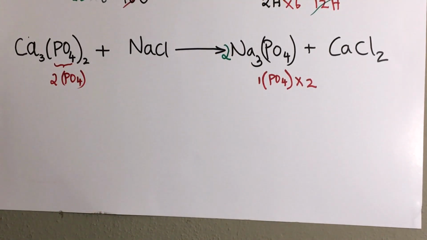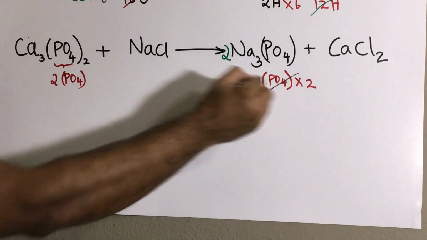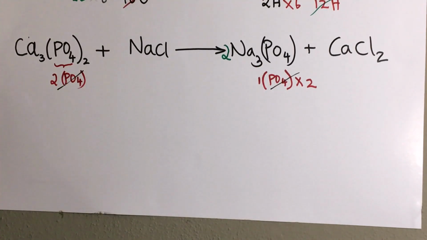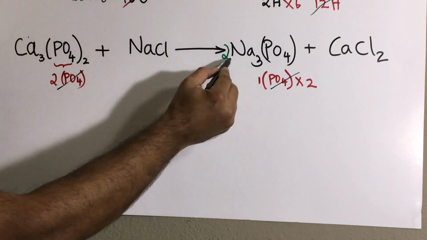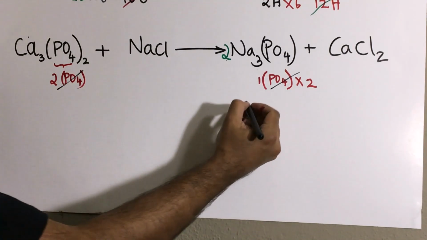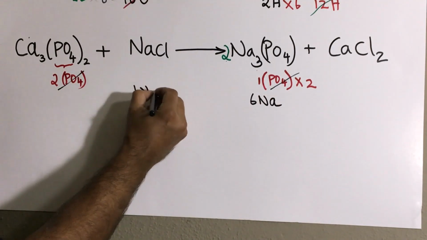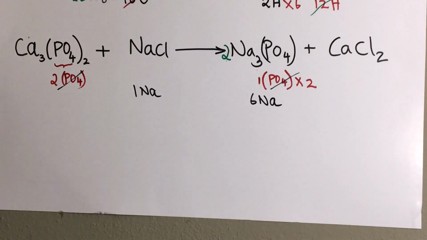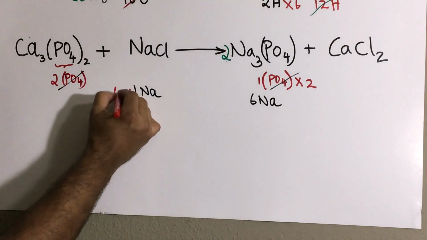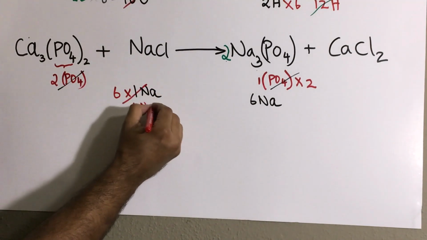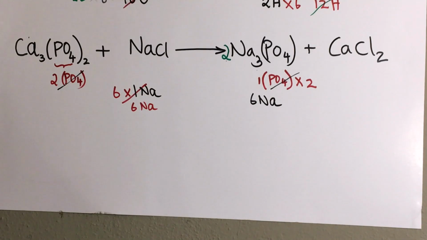As I said in the previous video, balancing an equation is a synchronized act. We have now accounted for the phosphate as 2, but in the process we have changed the sodium. How many sodiums do we have? We have 2 times 3, which is 6 sodiums. And we have 1 sodium here. How do we go from 1 to 6? It's very simple. You multiply by 6. So we now have 6 sodiums. Where do we put the 6? Right in front of the sodium.